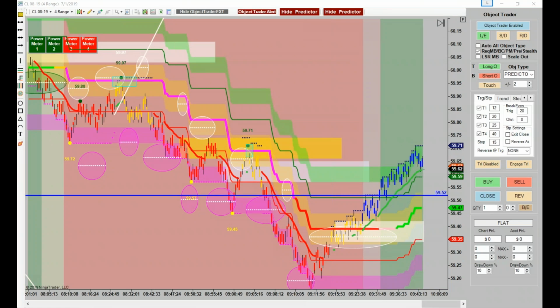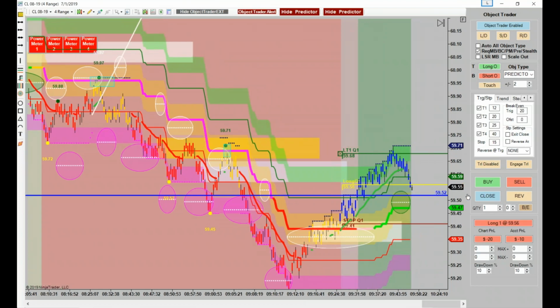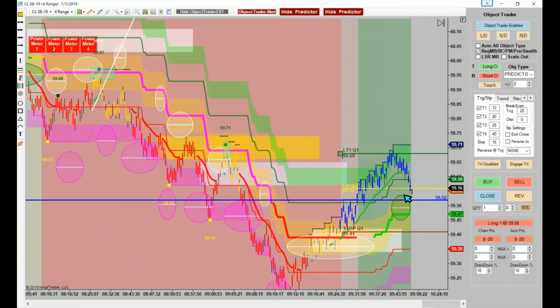Hopefully I don't go too fast and we can get that. See the predictor right there? See how it came within 2 ticks of it, and it fires the trade automatically. Okay, because it was looking for 2 ticks only and a tick up. That's what we had it set at.